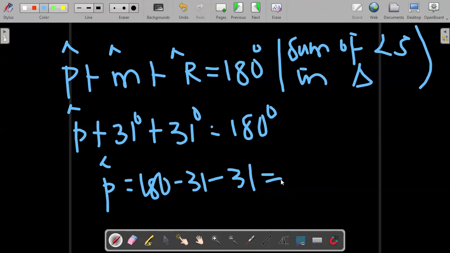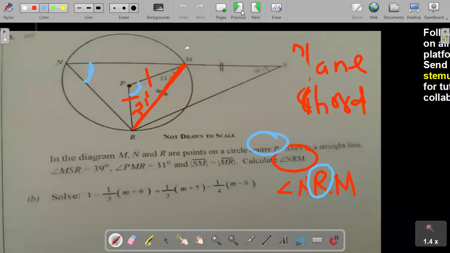What is that going to give us? 180 minus 31 minus 31. That will give us 118 degrees. So I'll go back. I say this angle here now is 118 degrees. So with that, I can find this angle.